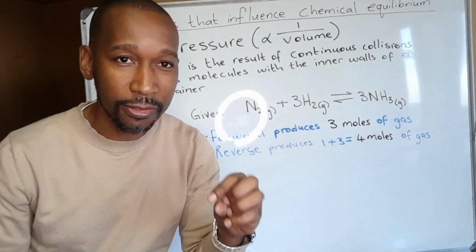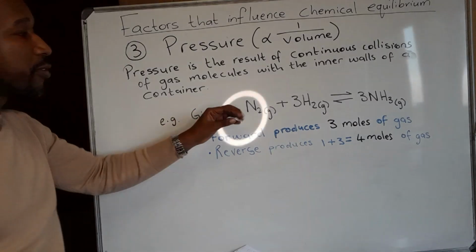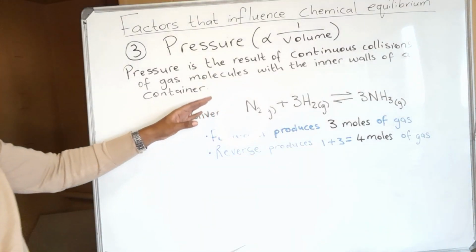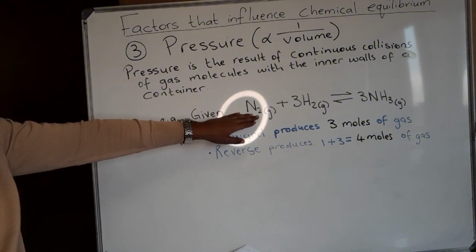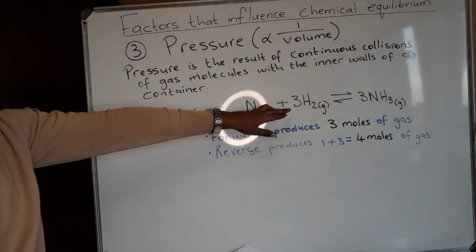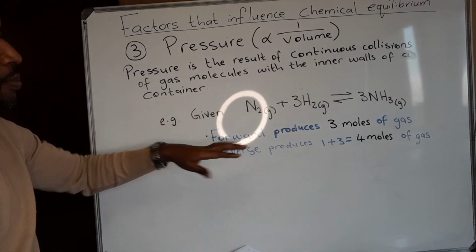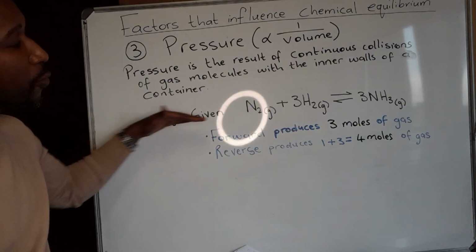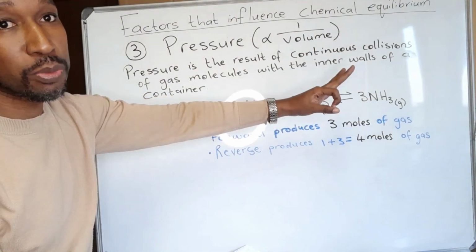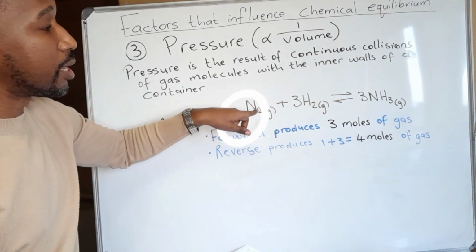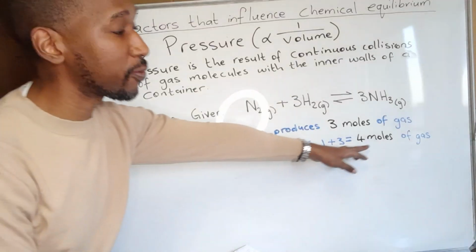You can write down the effect, I will just explain what happens. Here we find ourselves with an equation that has to do with the reaction of nitrogen gas, N2, together with hydrogen gas to form ammonia gas. So here all of them are gases. When we look at the forward reaction, the ammonia produced is 3 gas moles, whereas the reverse produces 1 plus 3, which is 4 gas moles.